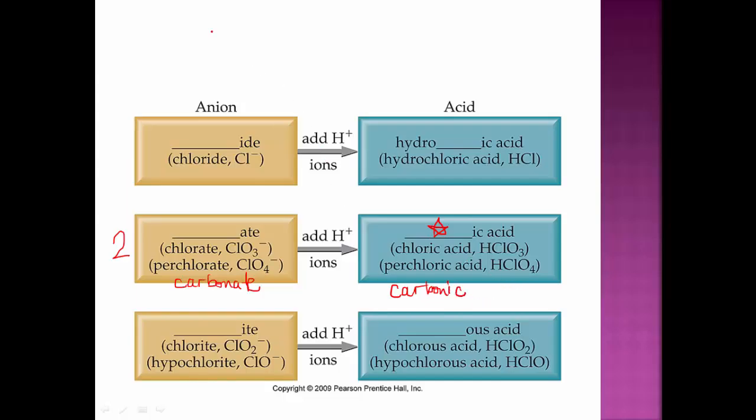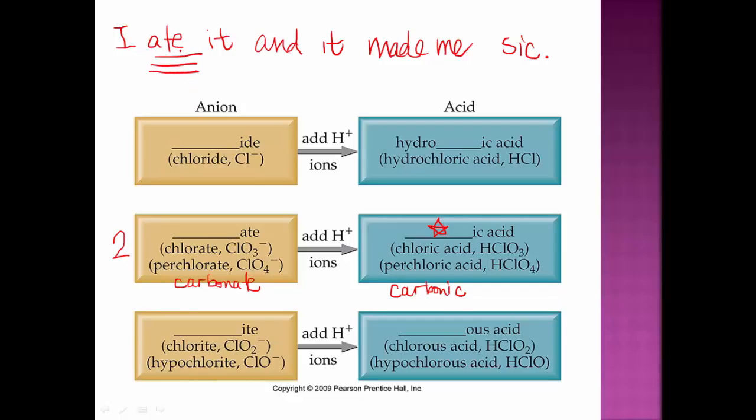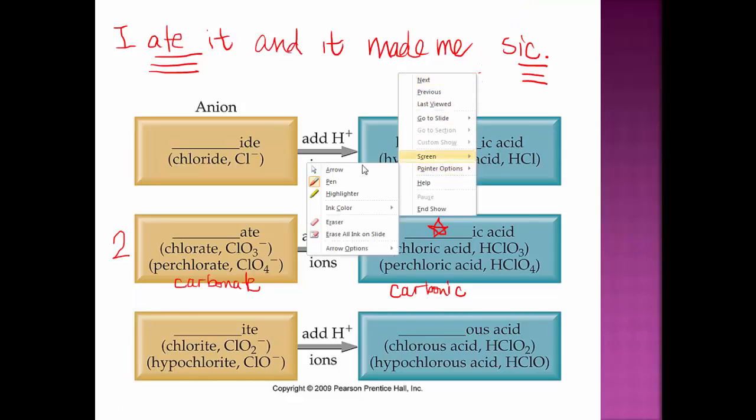So the next little sentence to remember is, I ate it and it made me sick. And again, I'm going to spell sick wrong. Just go with it, S-I-C. So I ate it, that represents the ion ending, and it made me sick, the "ic" represents the acid ending. So that's your second memory sentence to help you remember the ion and the acid names that go together.